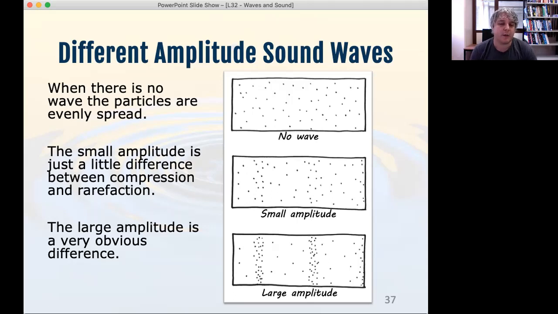A high amplitude wave is going to have a big difference in density between the compressions and the rarefactions. So you can see we get these really obvious compressions, these big clusters of particles, and then very few in between where they're spread out. That is a large amplitude wave. So that is the difference in amplitude for a longitudinal wave, which includes sound waves.